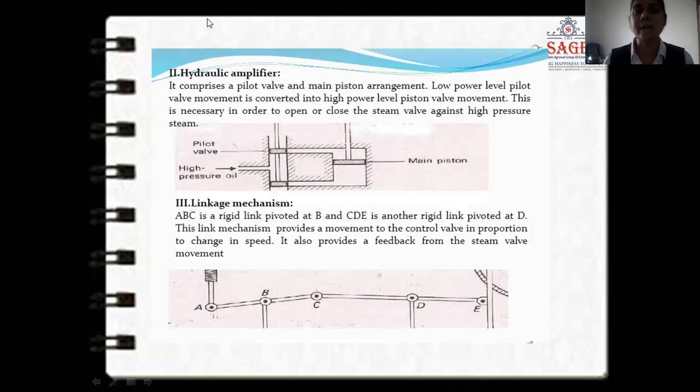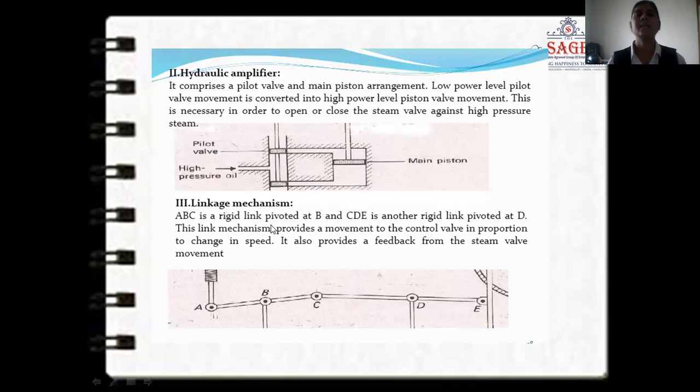Second one is the hydraulic amplifier. What is a hydraulic amplifier? It comprises two main parts, the pilot valve and the main piston. Low pressure level pilot valve movement is converted into high power level piston valve movement. This is necessary in order to open or close the steam valve against high pressure.